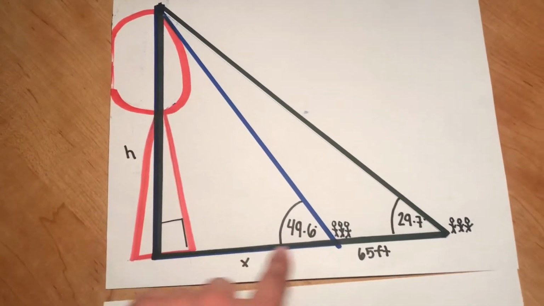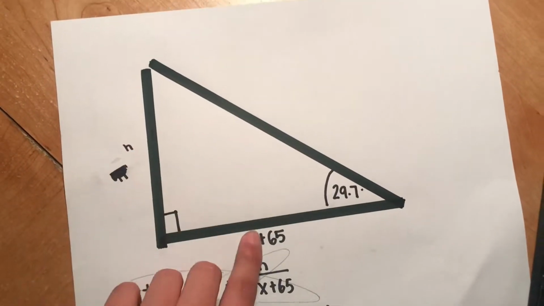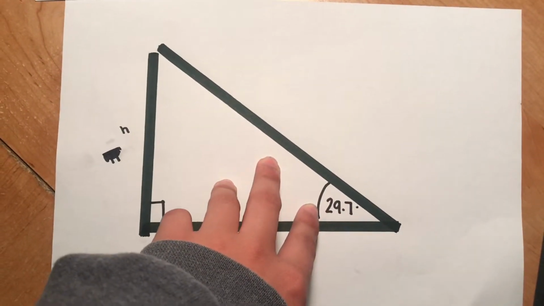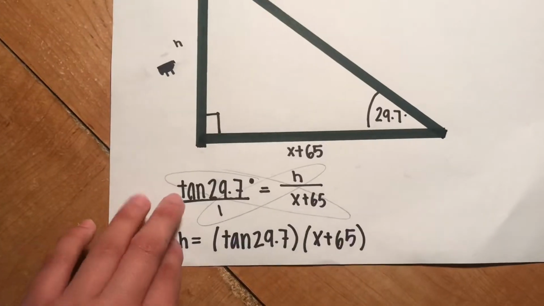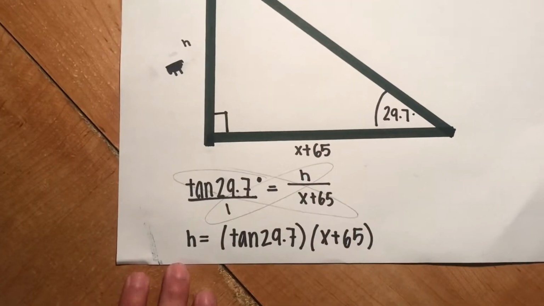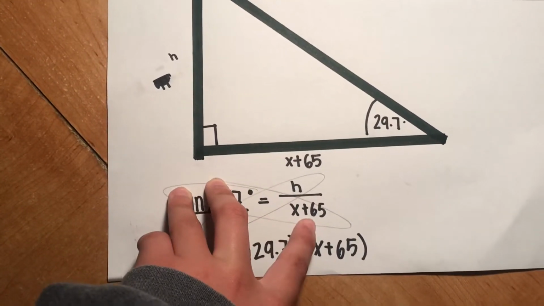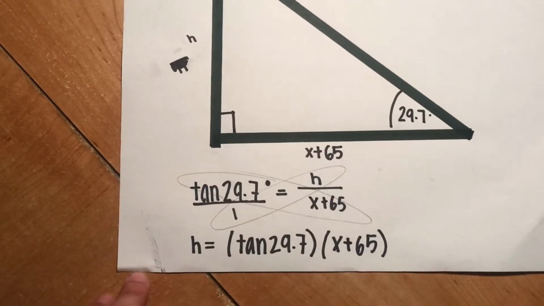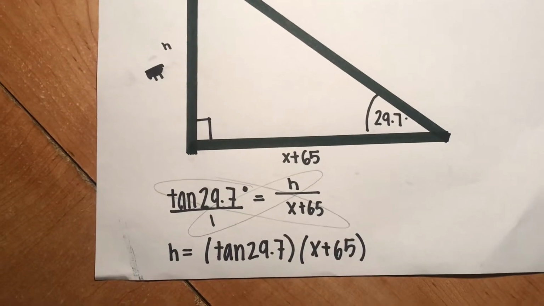And if we get the bigger triangle, which would be the black triangle, it would look something like this. It'd be the height, and x plus 65 because we're 65 feet back. This would be the angle of elevation, 29.7, in a right triangle. Again, this would be the hypotenuse. So we plug in tangent of 29.7 because that's the angle of elevation again, and this would equal the height over x plus 65. We would put it over 1 so we could cross multiply, and we would end up with h equals tangent of 29.7 degrees multiplied by x plus 65.